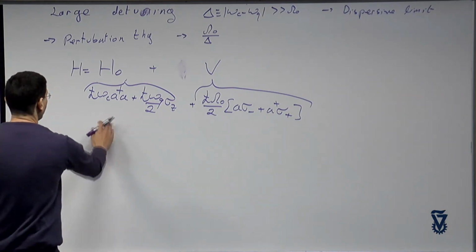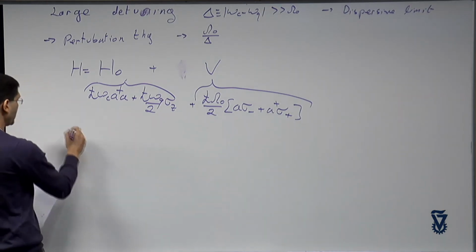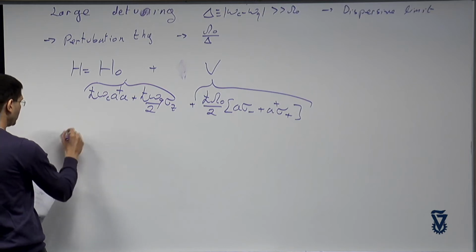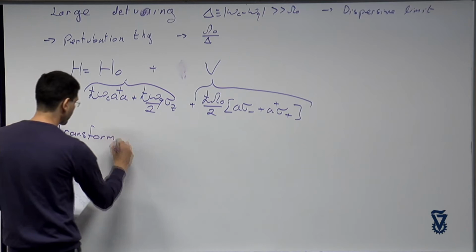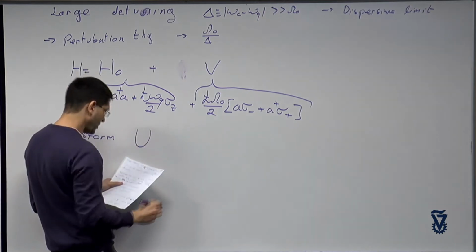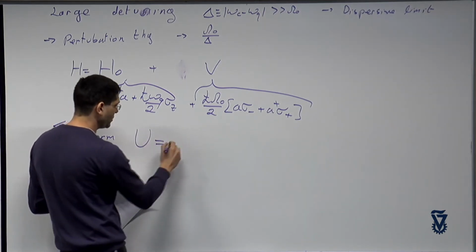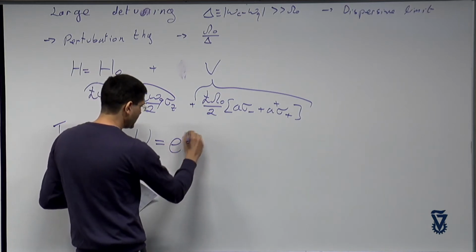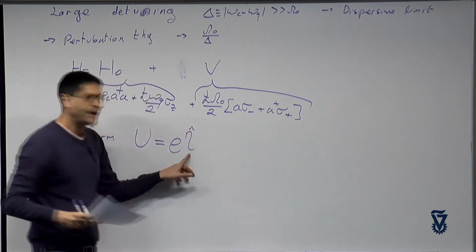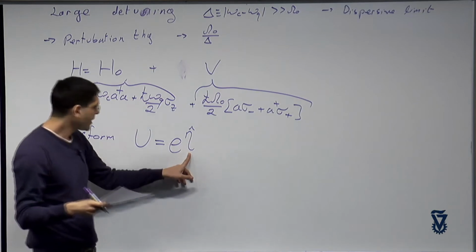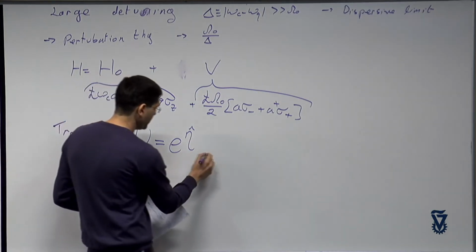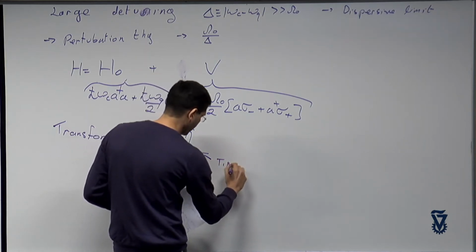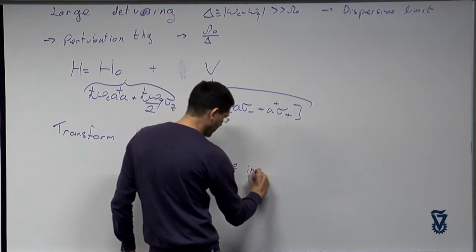To do the perturbation theory, we're going to look for a transformation U that is e to the i eta, and this eta is going to be time independent.